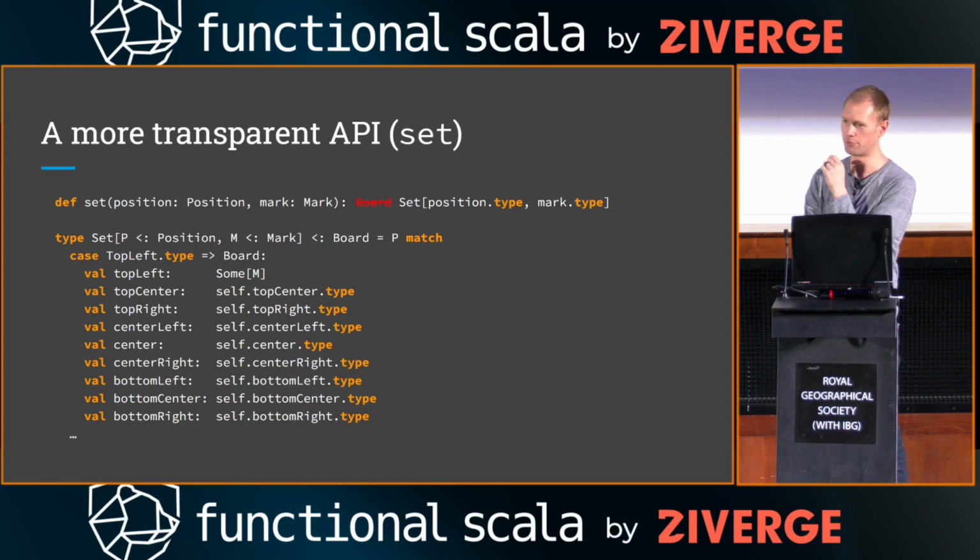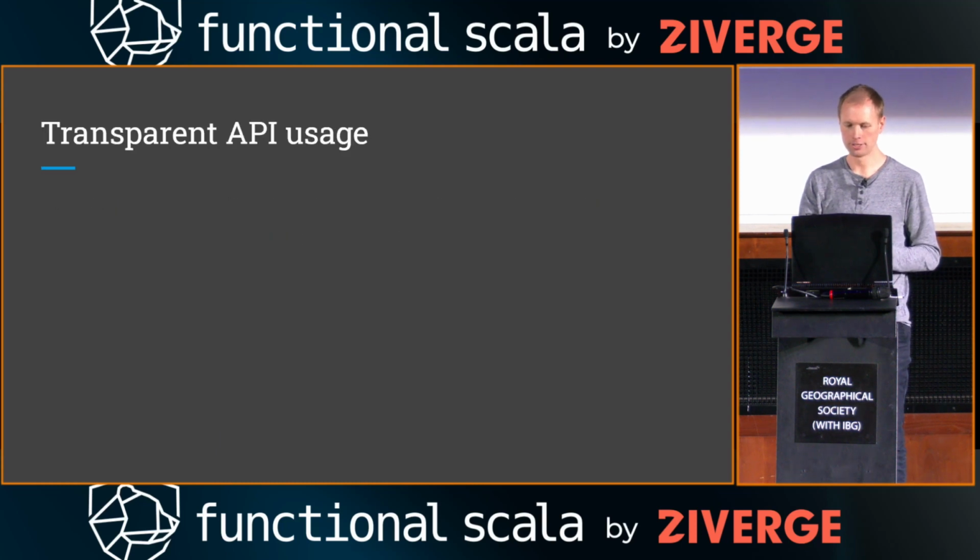There we go, ellipses, we did it. And I mean, this will be long. You can make this nicer with type aliases, but I want to be very explicit to show that this is what is happening. So how do we actually use this new transparent API?